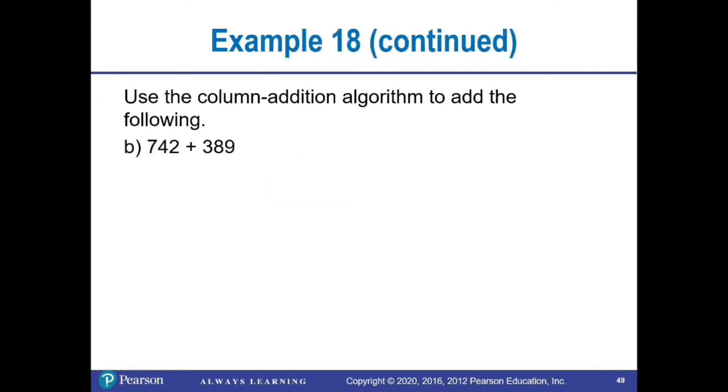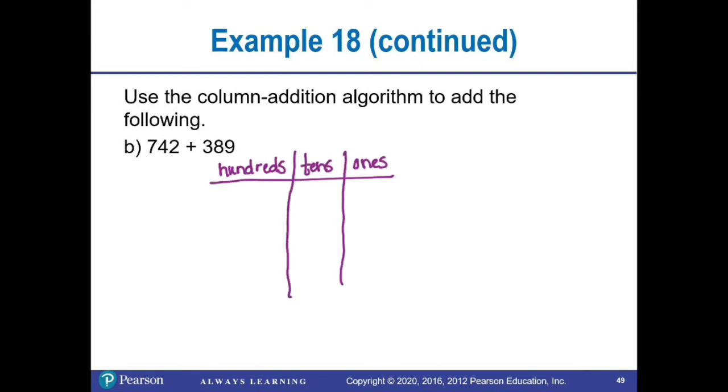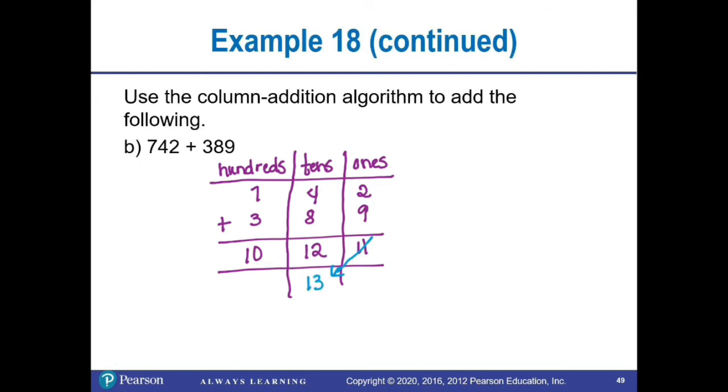Again, write your places. So we have our hundreds column, our tens column, and our ones column. Our first number has 7 hundreds, 4 tens, and 2 ones. The next number has 3 hundreds, 8 tens, and 9 ones. So add your hundreds column, gives us 10. Add your tens column, gives us 12. And your ones column gives us 11. 10 ones makes an extra 10. And so that gives us a total of 13 tens.